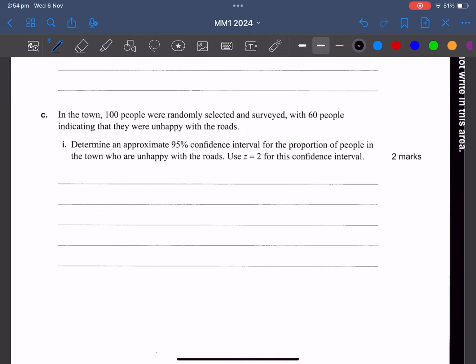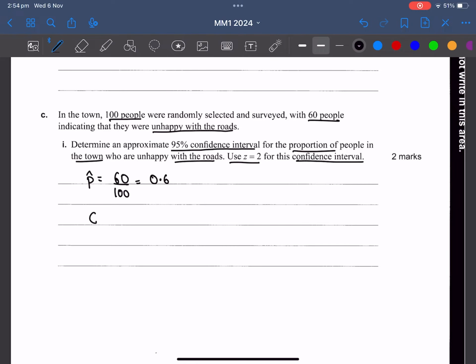In the town, 100 people were randomly selected and surveyed, with 60 people indicating that they were unhappy with the roads. Determine an approximate 95% confidence interval for the proportion of the people in the town who are unhappy with the roads. Use z equals 2 for this confidence interval. In that case, we first have to find the value of p hat, which is pretty obvious. So p hat is simply going to be 60 over 100, which is 0.6.